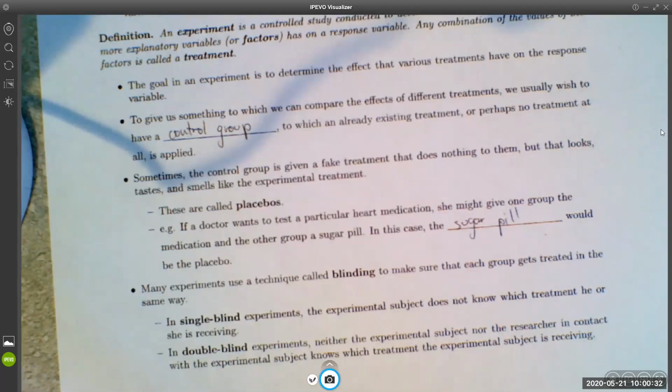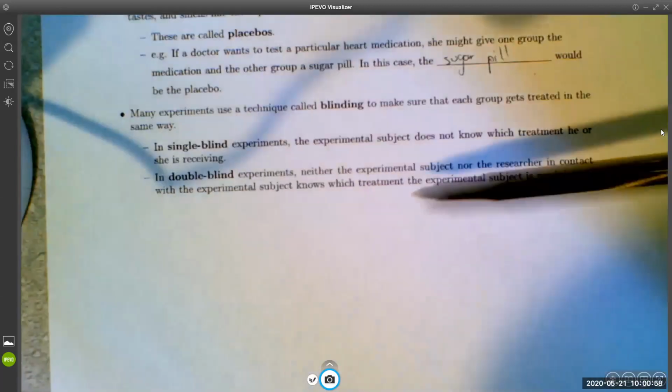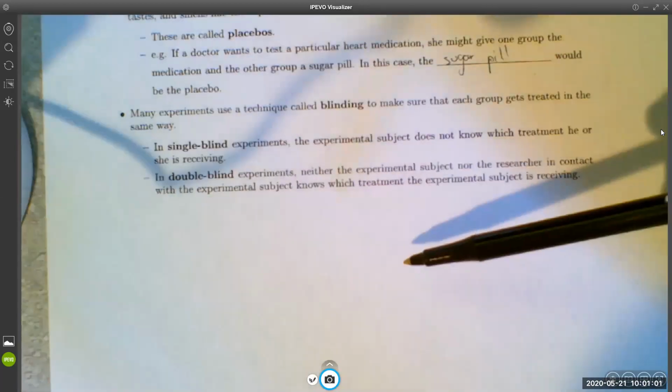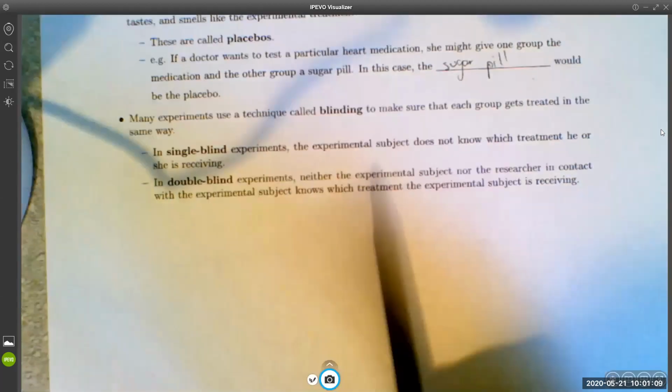So that was one of the vocabulary words that I wanted to introduce to you, because it's something that will come up again throughout the course. Another concept that you may have seen in the past, but you may not be totally clear on what it means, is the idea of blinding. You may have heard of double-blind experiments. Here's what that means. Many experiments use a technique called blinding to make sure that each group gets treated in the same way. In single-blind experiments, the experimental subject does not know which treatment he or she is receiving.